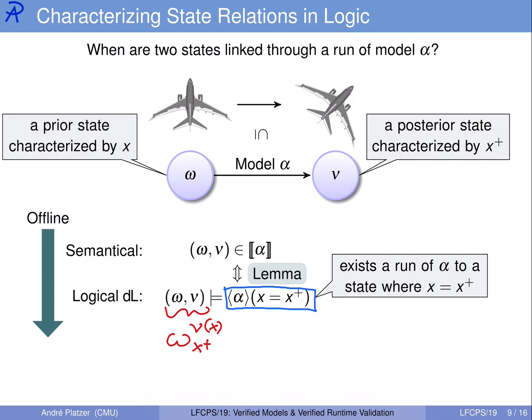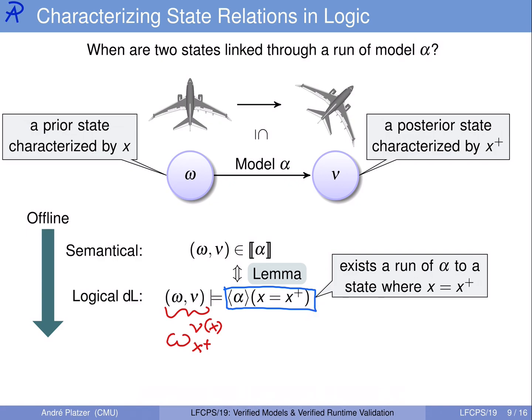So, no problem. What we now do is take this logical formula, feed it into the KeYmaera X theorem prover, and ask it to prove it, which it will not be able to do, right? Because there is no proof that we can go to a new state characterized by x plus about which we don't know a thing. The whole point is that we ultimately plug in values for it.